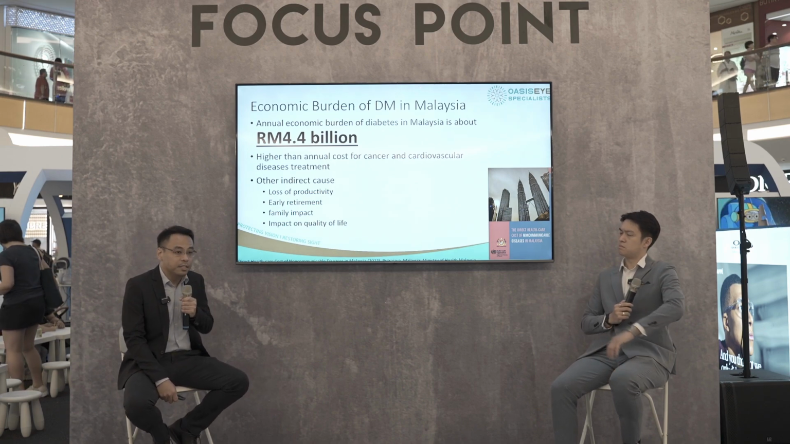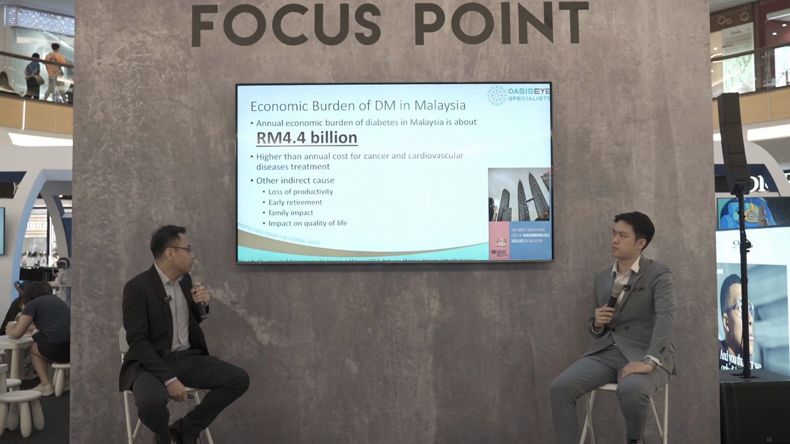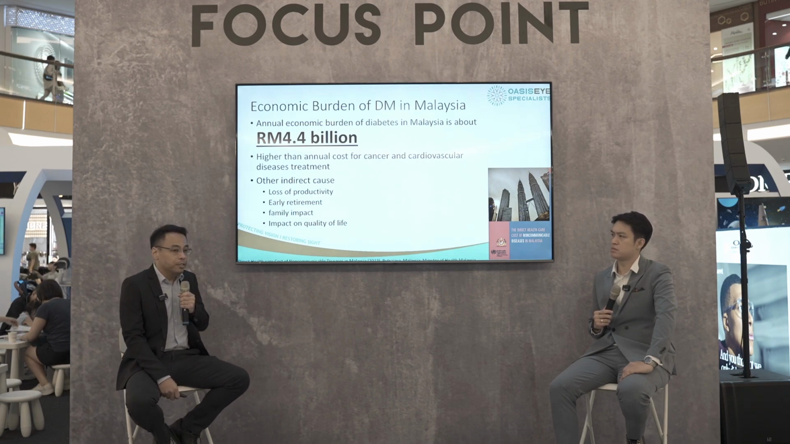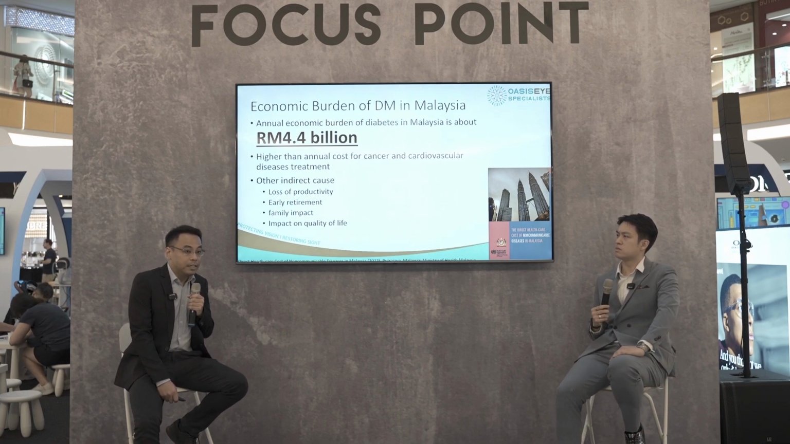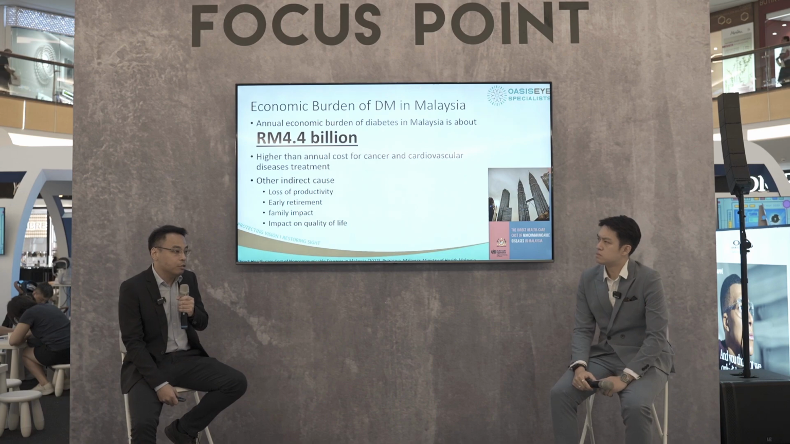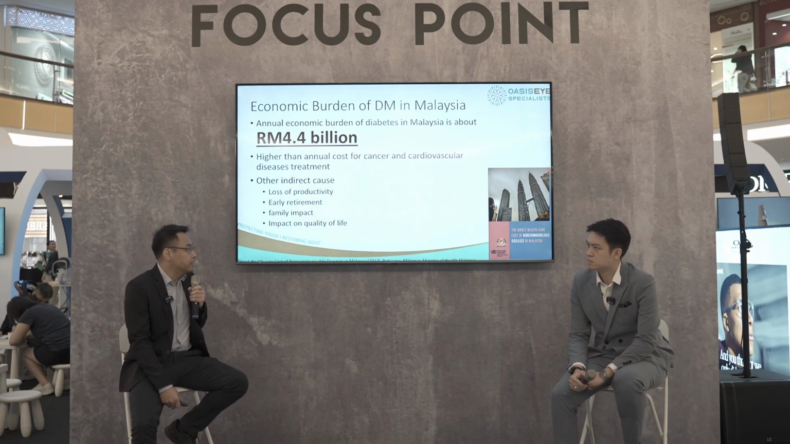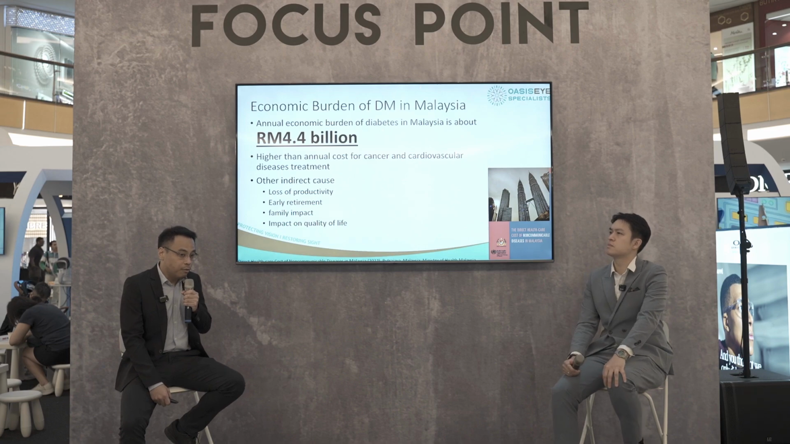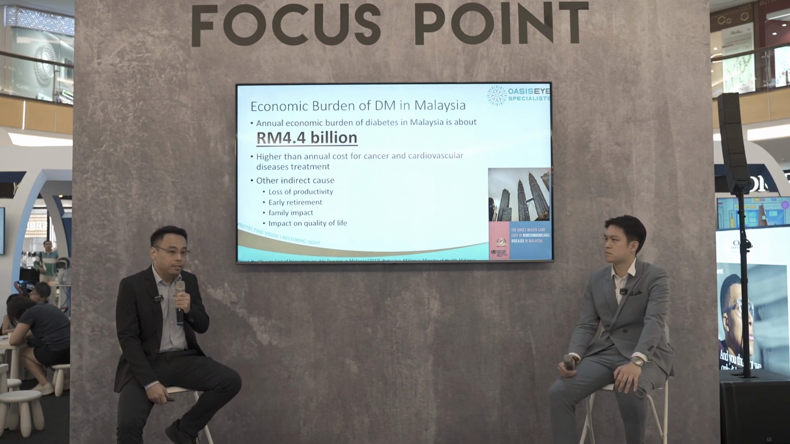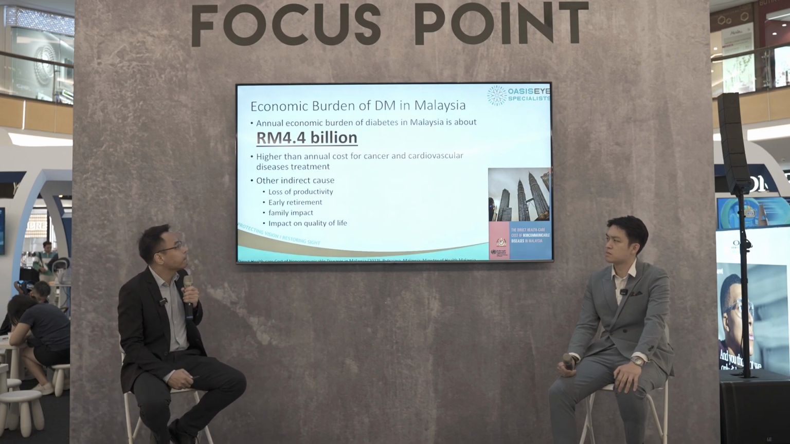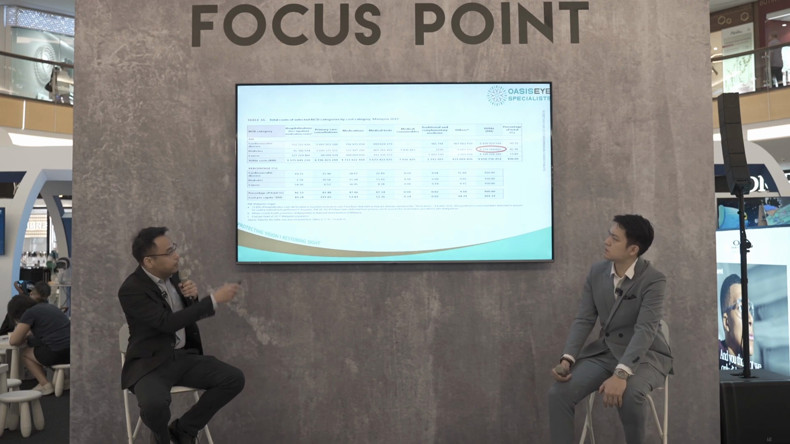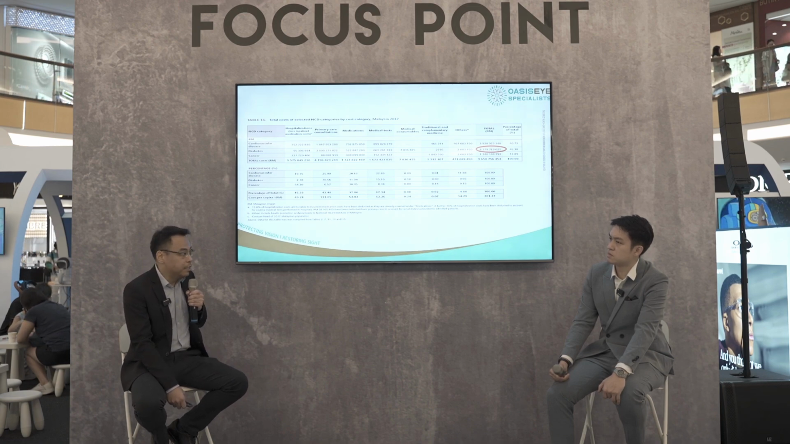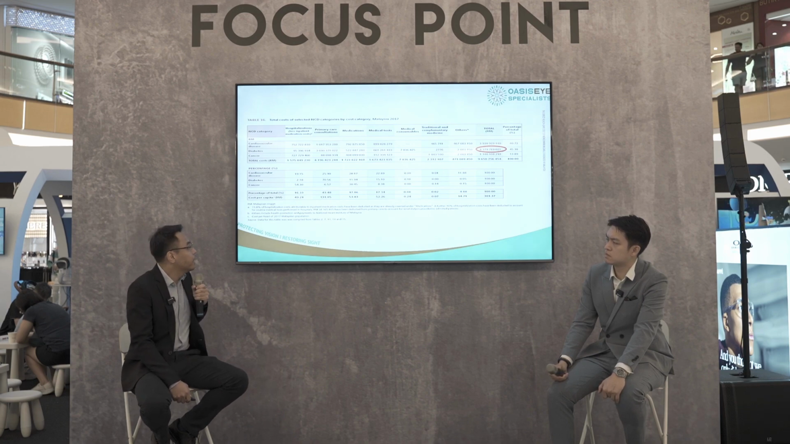How about the economic burden of diabetes in Malaysia? According to the Ministry of Health report for direct healthcare costs of non-communicable disease in Malaysia in 2022, the annual economic burden of diabetes in Malaysia is about 4.4 billion. This amount is higher than the treatment cost for cancer and for cardiovascular diseases. However, this is just the tip of the iceberg, where the indirect costs such as loss of productivity, early retirement, and family impact are very hard to calculate. The red circle shows the direct health cost for diabetes, which is higher than the treatment for cardiovascular diseases and cancer.